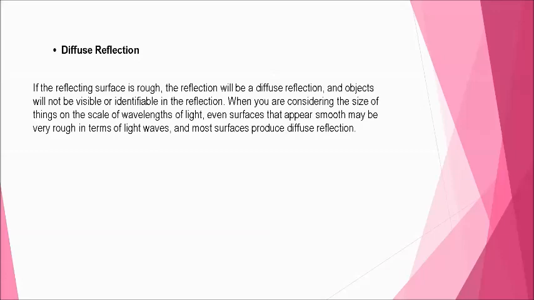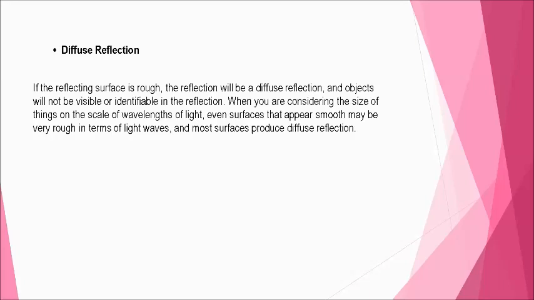Now, the other type is diffuse reflection. Here, if the reflecting surface is rough, the reflection will be a diffuse reflection, and objects will not be visible or identifiable in the reflection.